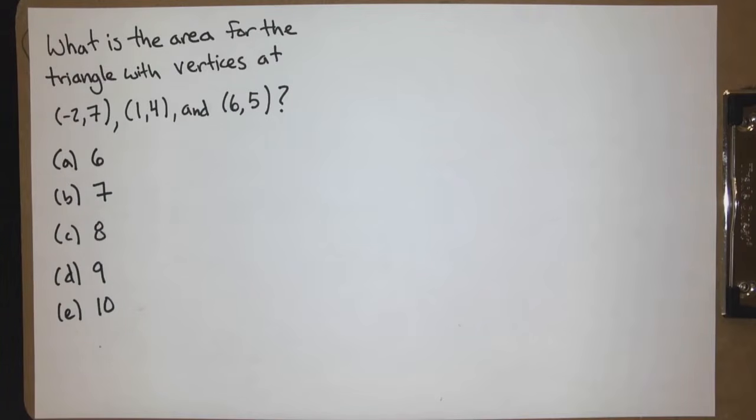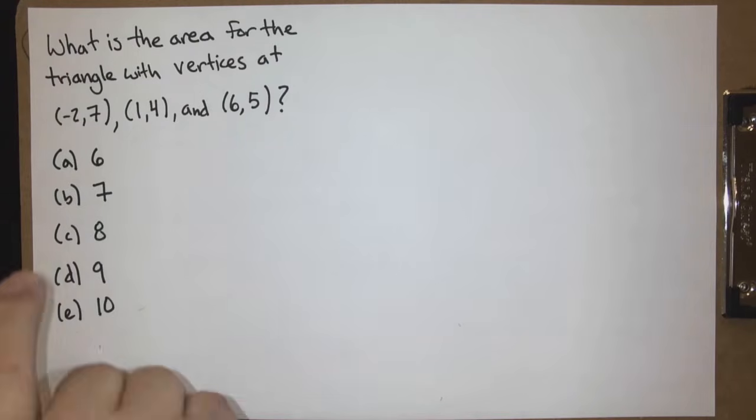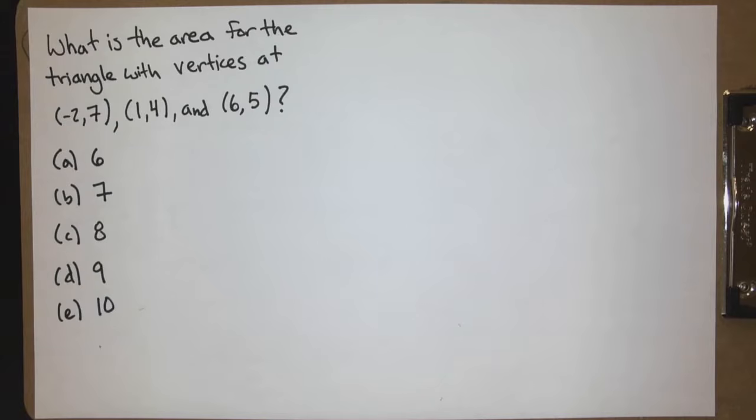We have to do our review problem, right? Okay, so what is the area for the triangle with vertices at minus 2, 7, 1, 4, and 6, 5? All right. Do we have an answer? Did somebody figure this out? I see a hand over there.